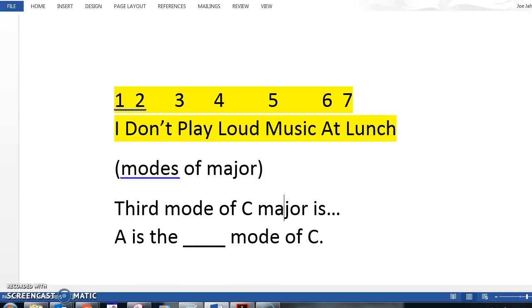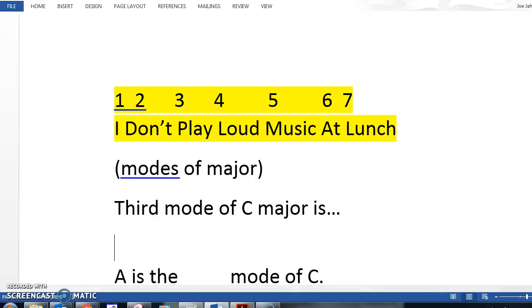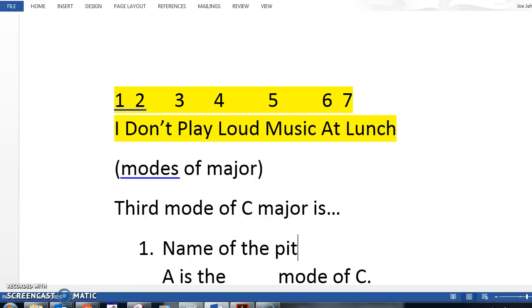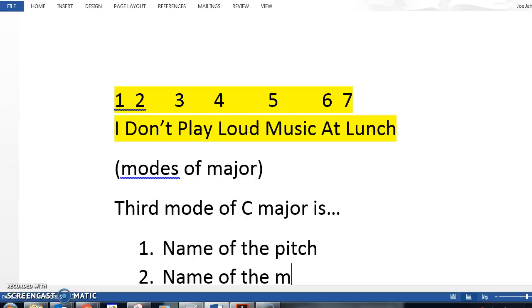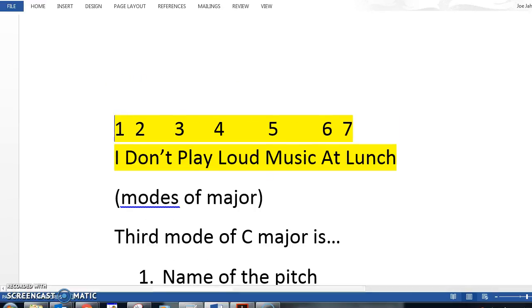So the third mode of C major is, so you have to know 2 things here. You have to know 1, the name of the pitch, and then 2, the name of the mode. So in the key of C, the third note is E. So if we go C, D, E, we know the third mode of C major is E something, so we go to I don't play loud music. I don't play. 3. P stands for Phrygian. So the third mode of C is Phrygian. E Phrygian.